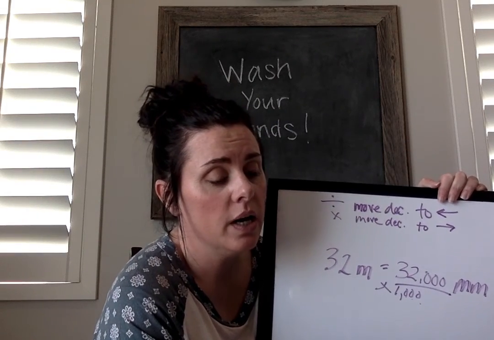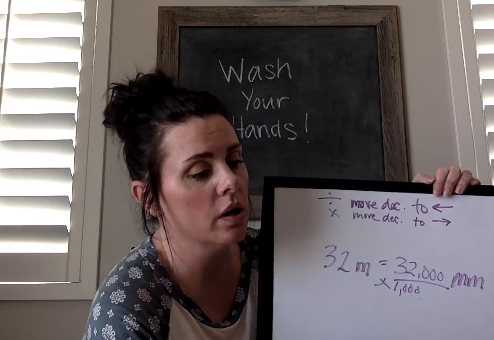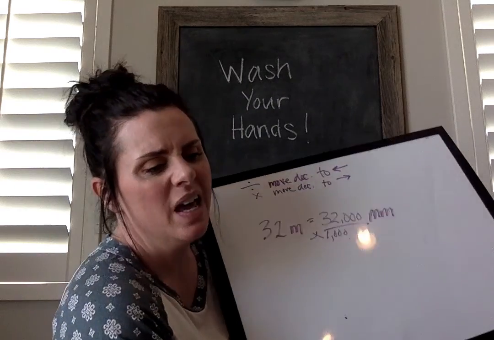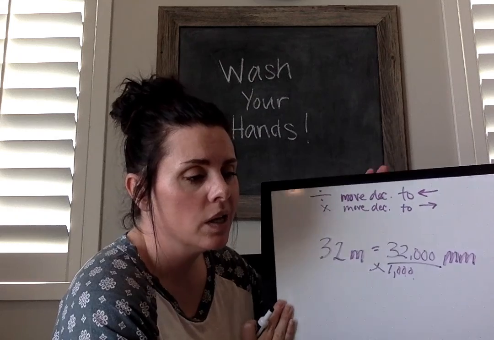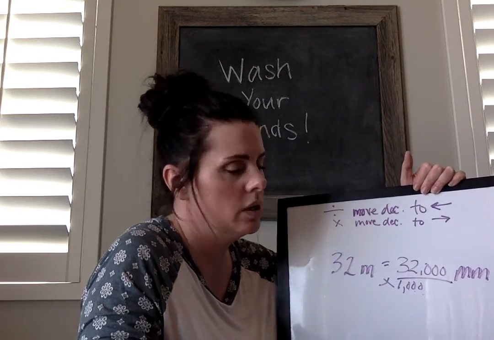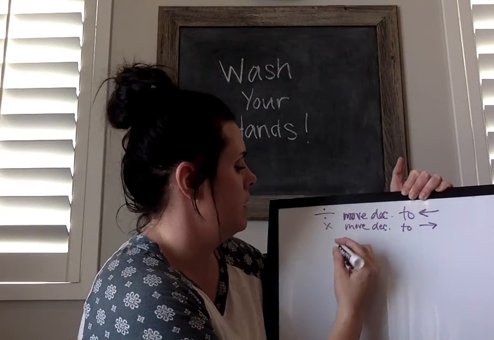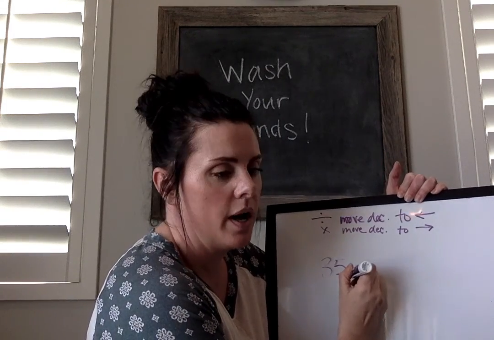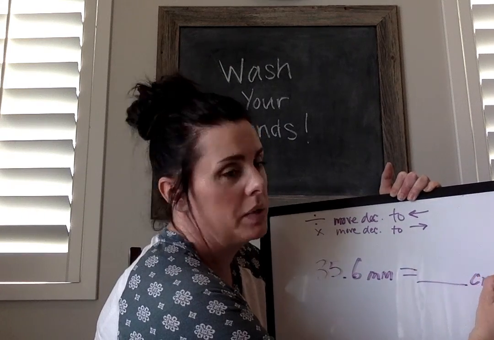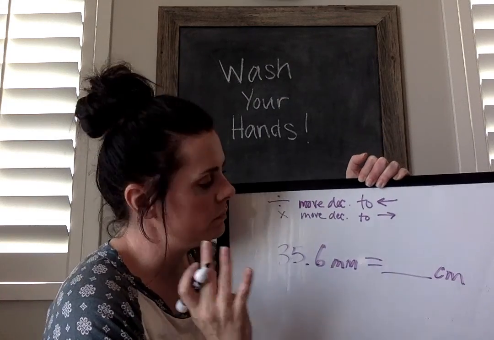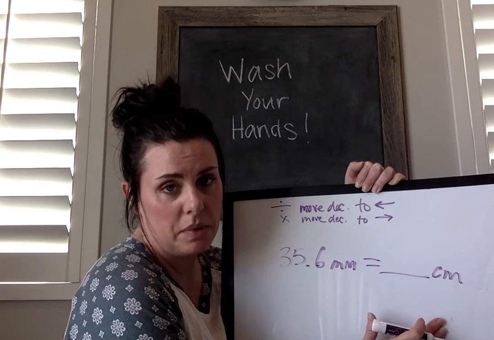Let's try one that might be a little bit harder. Number 7 is just the opposite of what we did. So you would divide by 1,000. But I'd like to look at number 9. Let's look at number 9 together. Okay. 356 millimeters equals how many centimeters? Can you see that okay? Okay, so I'm going from millimeters to centimeters.